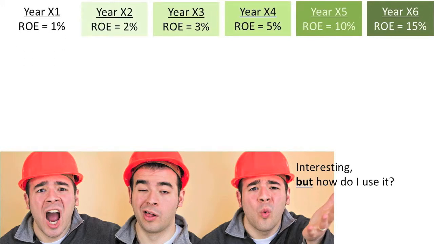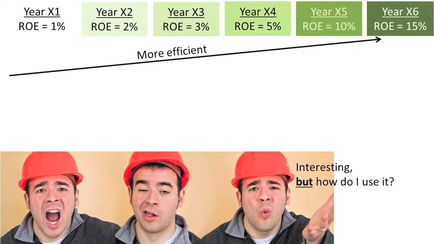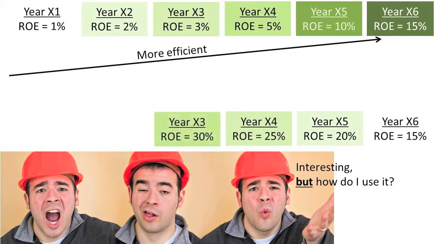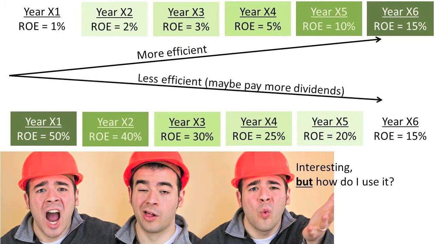For example, if a company's ROE increased significantly each year for the previous 5 years, it would be an indication that management is becoming more efficient at using investor-provided resources to generate profits. If the trend showed ROE declining each year, it would be an indication that management is becoming less efficient at using investor-provided resources to generate profits.